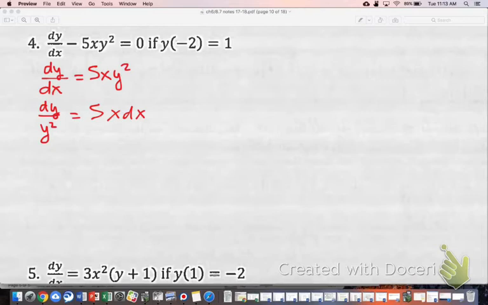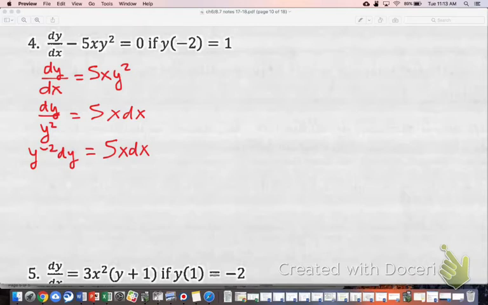Has to be flipped up, doesn't it? It's not ln. So maybe you would write it as y to the negative 2 dy equals 5x dx. So if you got to that point, obviously you got the first point. You got separation of variables. I will let you guys try to finish all the way.